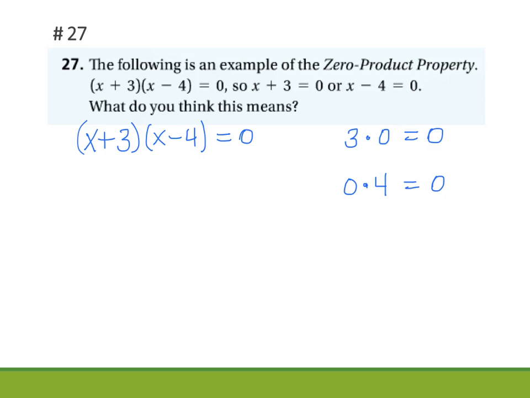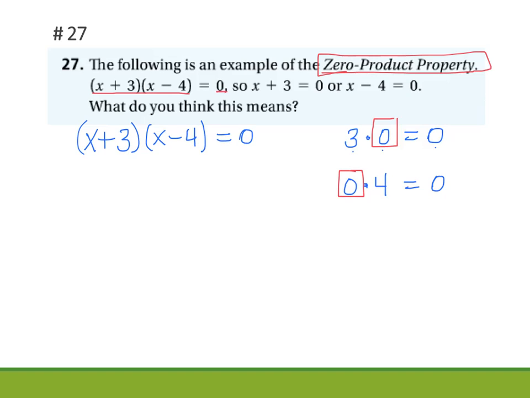Well, why is it that these two factors, 3 and 0, have a product of 0? Well, it's because one of the two factors is equal to 0. So what the zero product property is saying is that whenever you have two factors that are being multiplied together, and they have a product of 0, either the first factor must equal 0 or the second factor must equal 0.